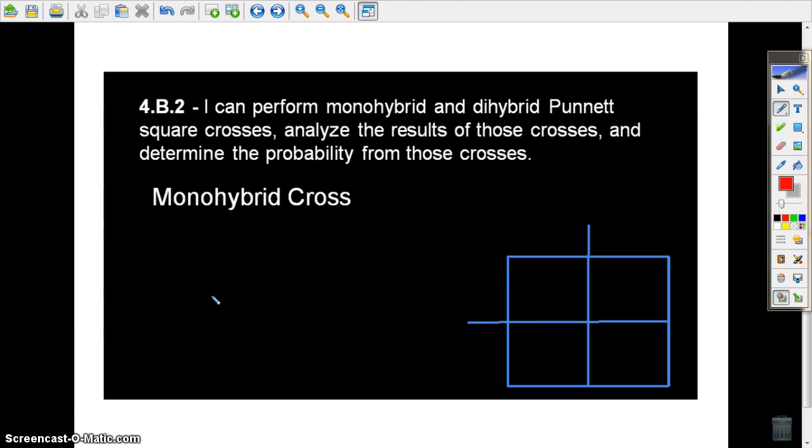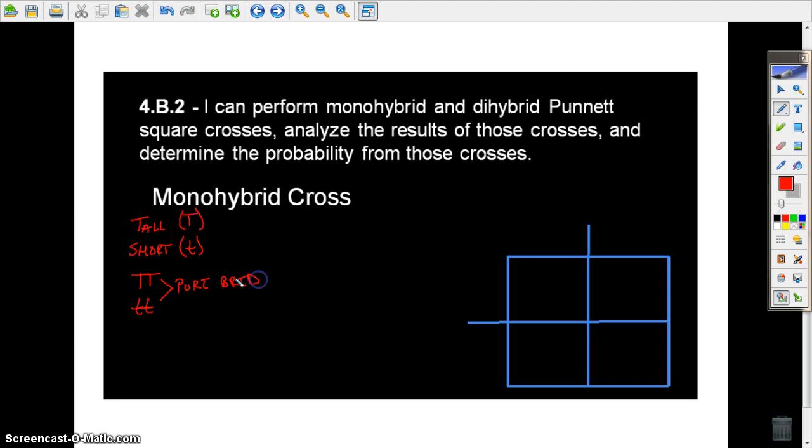So let's look at a monohybrid cross. Hybrid means that we have two different alleles for the same gene. So if we're talking about height, tall was the gene which was dominant, short was the recessive gene. We could be big T, which is homozygous dominant. We could be small t, which is homozygous recessive. These are also called purebreds.